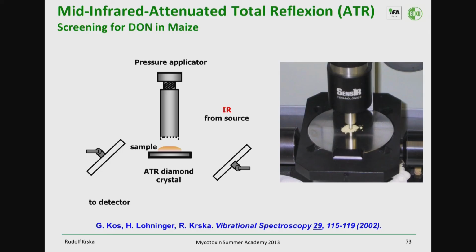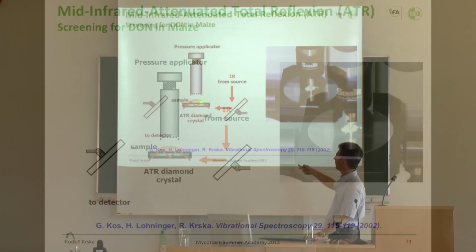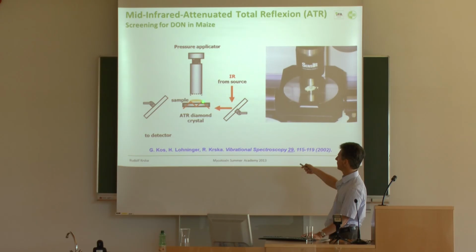So what we do here is put a mace powder sample on a crystal, and we couple an infrared beam into this crystal. The infrared beam migrates through a couple of internal reflections through the crystal, and at each reflection point it interacts with the matrix of interest.